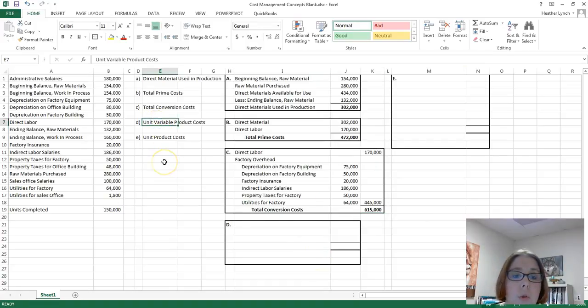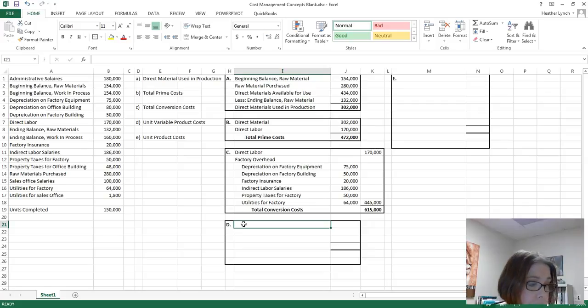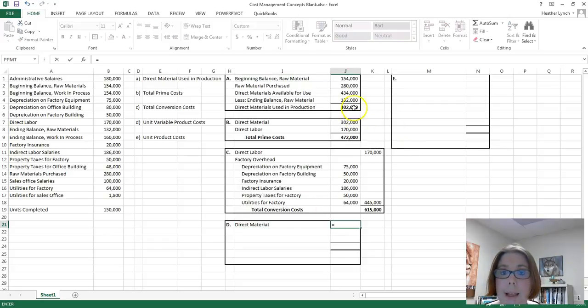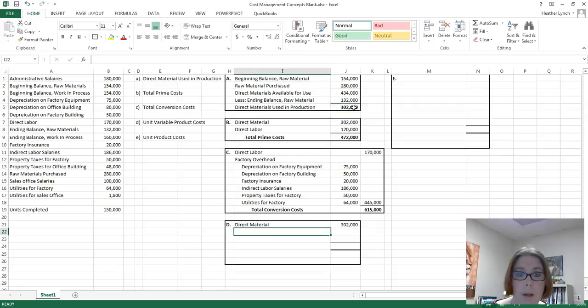Now I want to show the unit variable product cost. What we're doing is we're looking at our direct material, our direct labor, and our factory manufacturing overhead, and we want unit. So we have to understand how many units we actually completed. So our direct material, we figured that out in Part A. That's the $302,000.